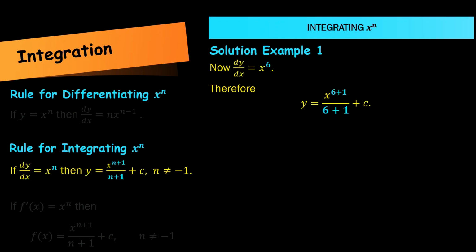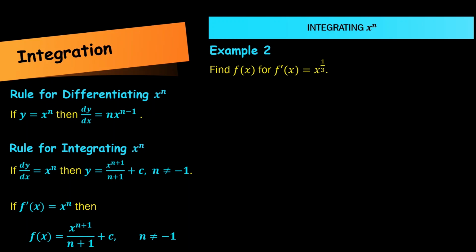Here's the value n plus 1. And this becomes x to the power 7 divided by 7 plus c.